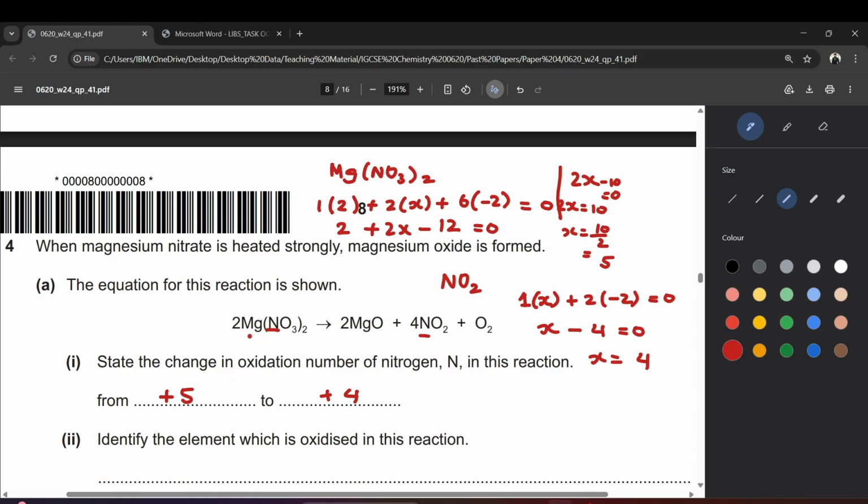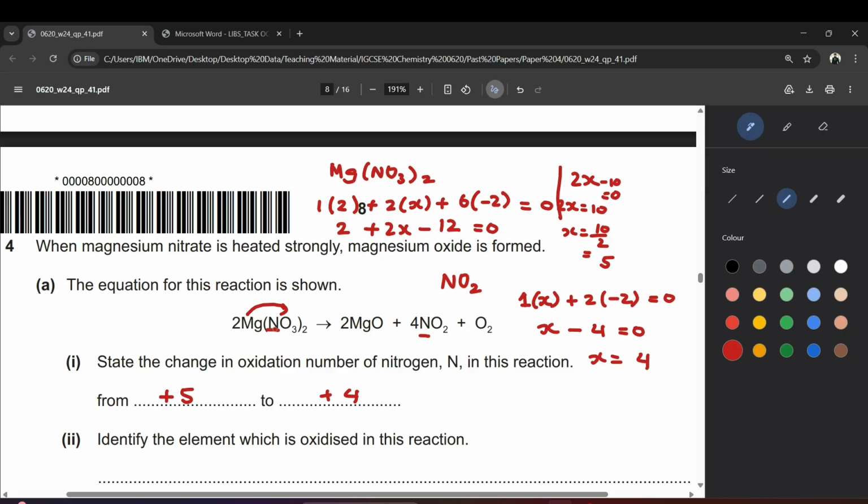Over here, magnesium was combined with a lot of oxygens, right? But now over here it only has one oxygen. So we cannot say that magnesium has been oxidized. That tells you that magnesium might be reduced. So that means magnesium cannot be the element that has been oxidized.